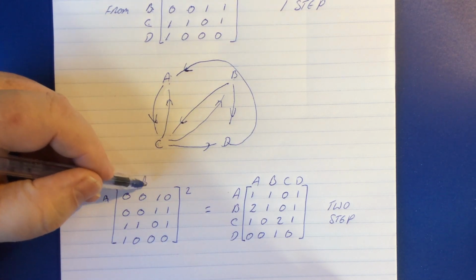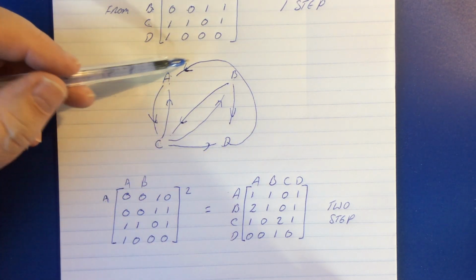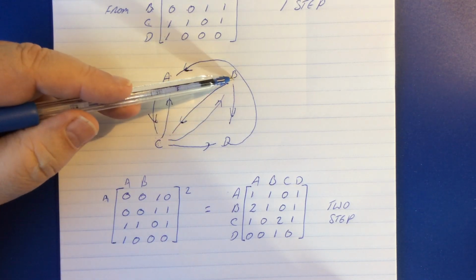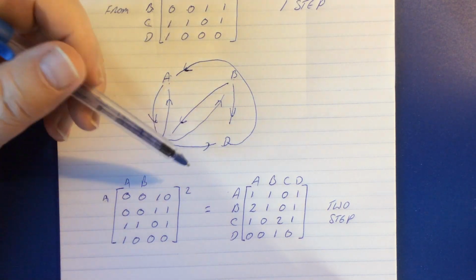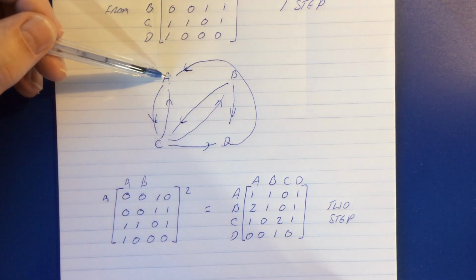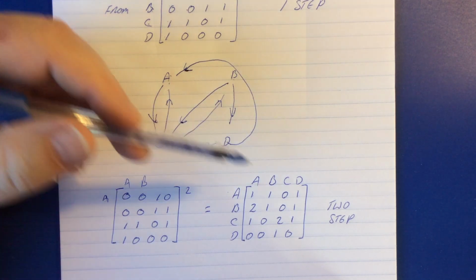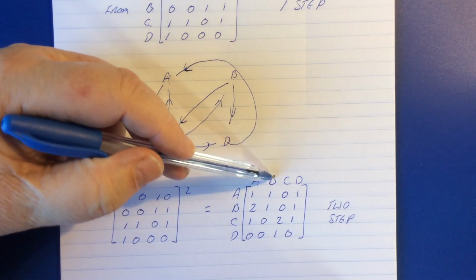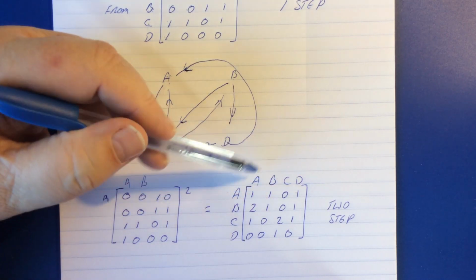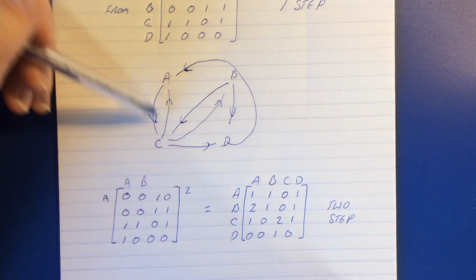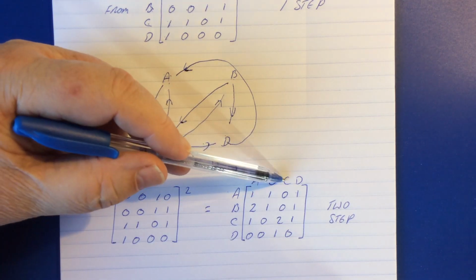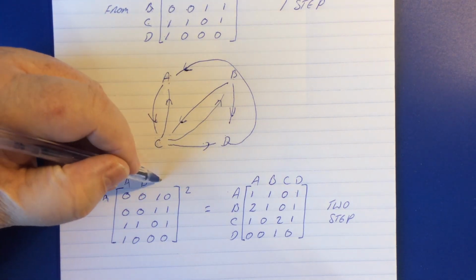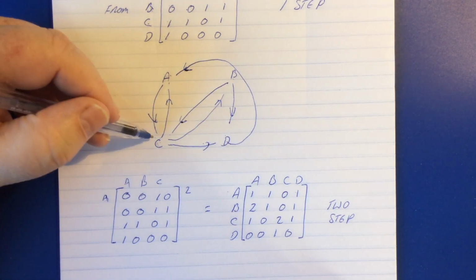Similarly with A to B, there was no direct communication from A to B, but you can go from A to C and on to B. And the same for D, A to C and on to D. So there is a two-step path from A to each of these three points, not C. But you'll note that in the first matrix there was direct communication to C.